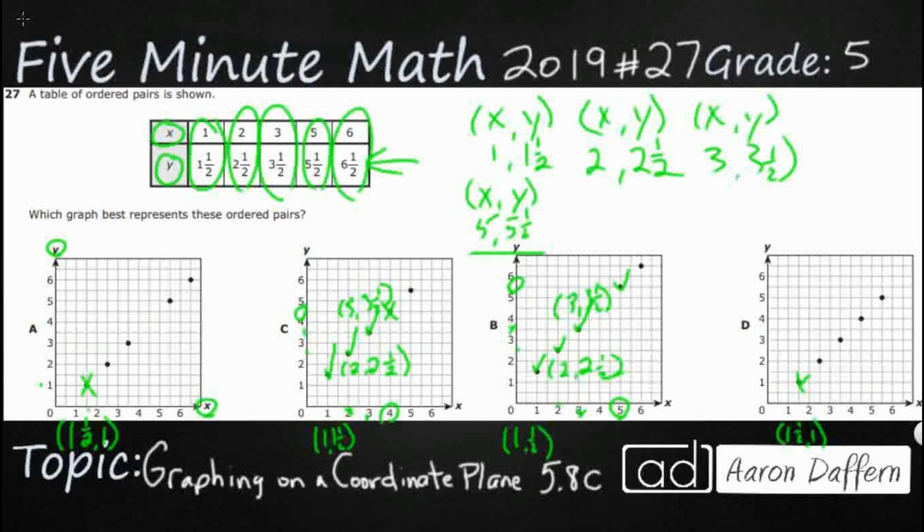Let's just verify this last one. 6, 6.5. So B is 6, and yep, 6.5, right there above 6, kind of goes off the scale, but we know it is above 6, is 6.5. So yeah, the only one that is correct for all of these is B, and that is our answer.